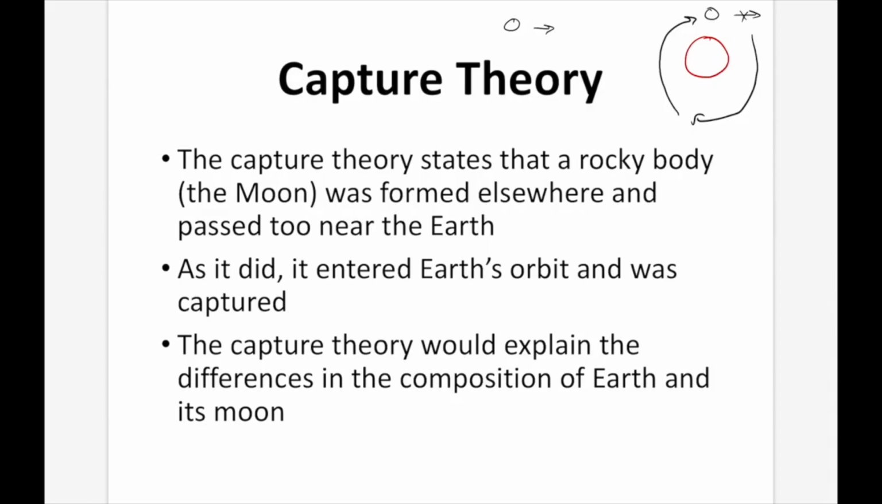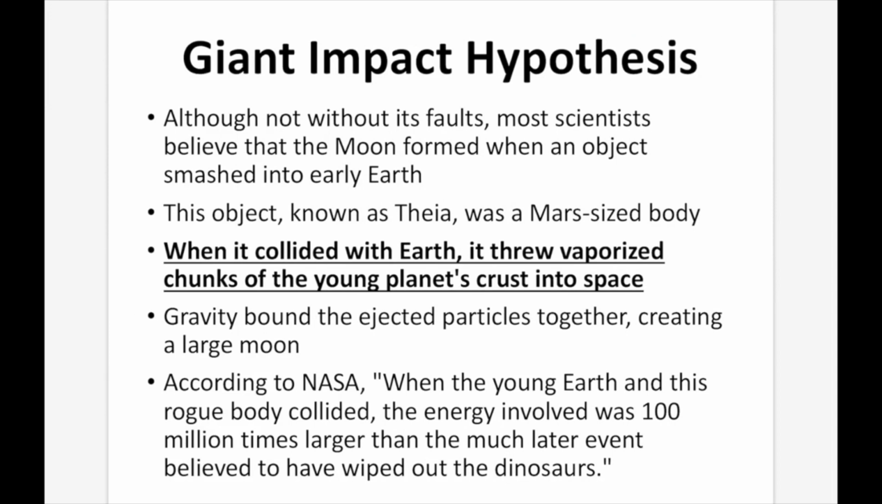The capture theory would explain the differences in the composition of Earth and the moon. However, one strike against the capture theory is that it would be very difficult to capture such a large object traveling at such a speed as it passed through Earth's orbit. Most likely, that moon would just continue to go because Earth's gravitational pull isn't strong enough to capture such a large object.